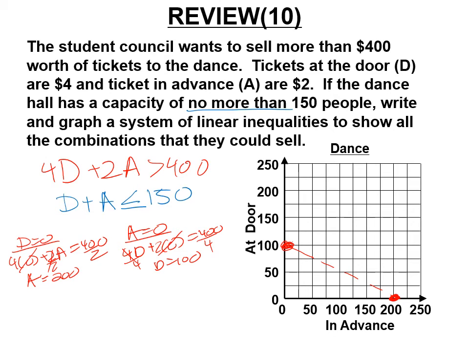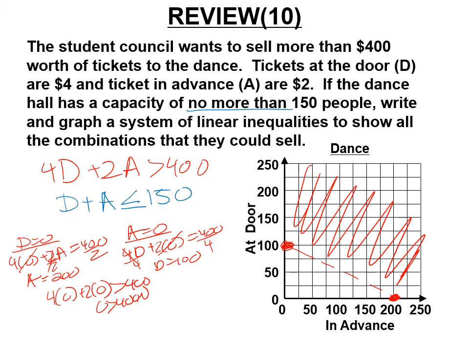Right now, is 0, 0 a solution to that? 4 times 0 plus 2 times 0 is 0. Is 0 greater than 400? And that would be no. So that means we're shading above, and that makes sense here, right? We wanted to sell more than $400. Then we have to do the other one.